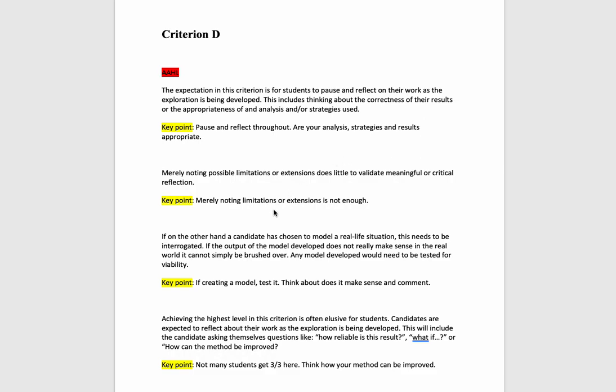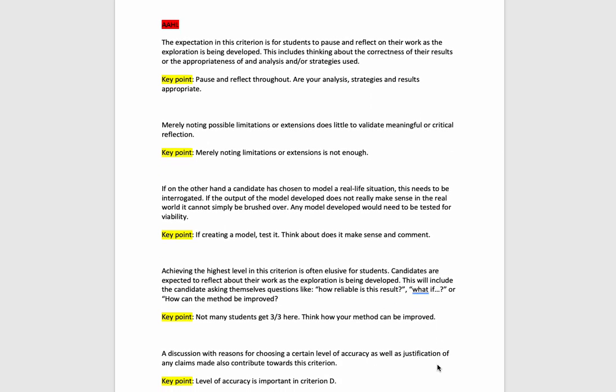Merely noting limitations or extensions is not enough. I think you get 1 out of 3 if you just note limitations and extensions, but you have to go further. If creating a model, test it. Think about whether it makes sense, and comment. Again, same kind of thing. Comment on your model. The key point here is not many students are getting 3 out of 3. Think how your method can be improved. So same kind of idea.